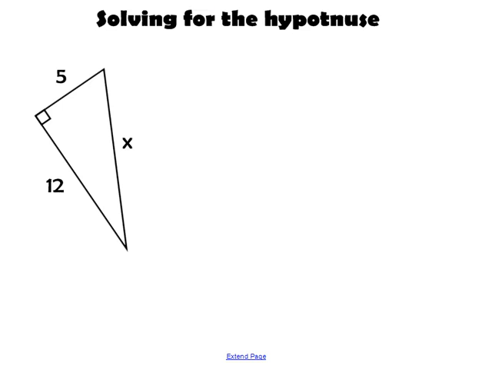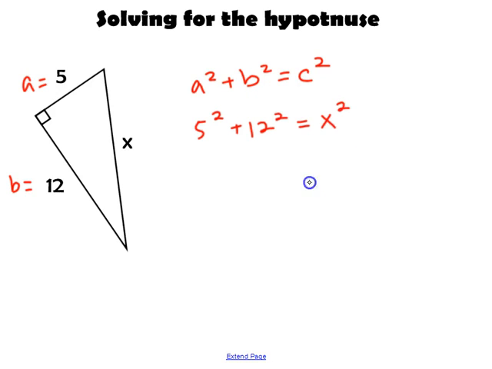Now let's go ahead and find the length of the missing side. When we're solving for the hypotenuse, remember, we just want to label the legs. One of them is going to be our a and one will be our b. So we have a squared plus b squared equals c squared. So our a is 5, our b is 12, and our c is x. So now we can solve this equation for x.